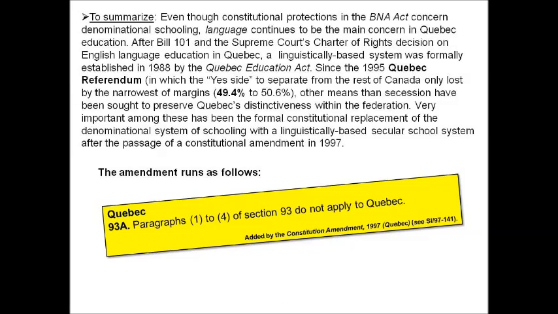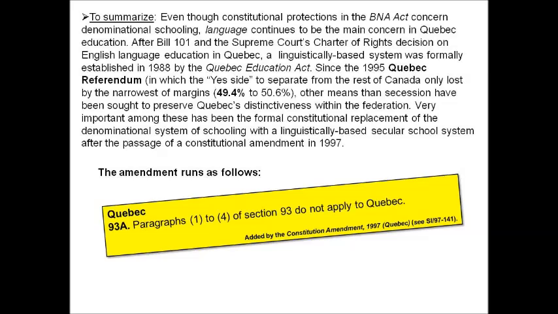To summarize, even though constitutional protections in the BNA Act concern denominational schooling, language continues to be the main concern in Quebec education. After Bill 101 and the Supreme Court's Charter of Rights decision on English language education in Quebec, a linguistically based system was formally established in 1988 by the Quebec Education Act.